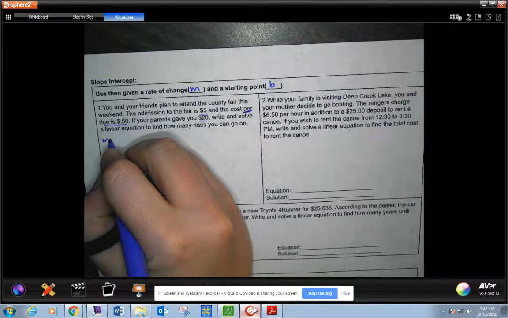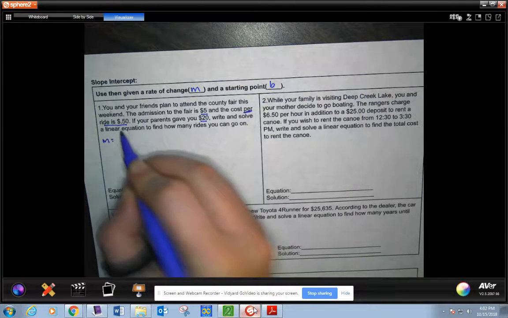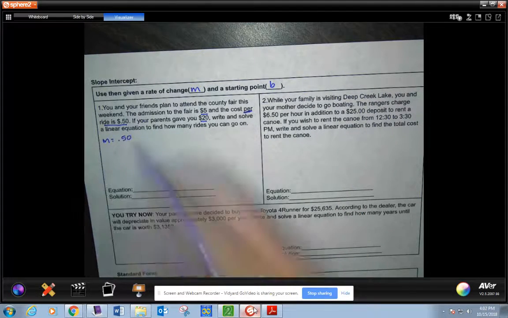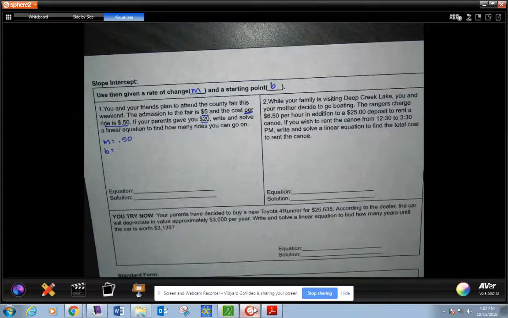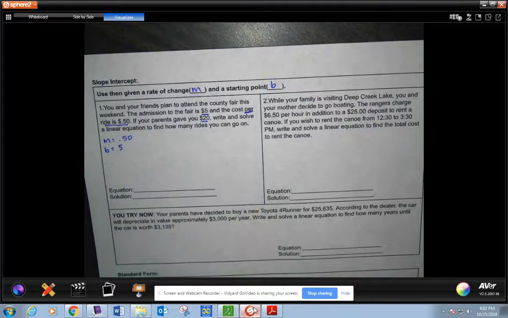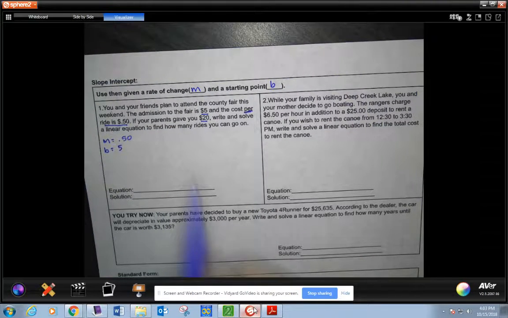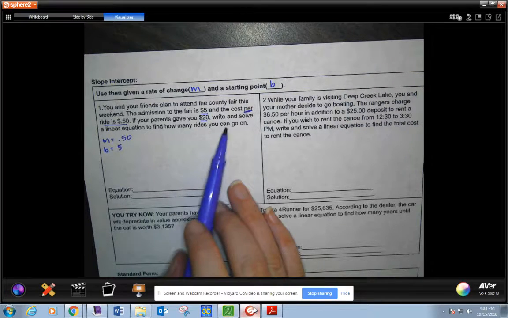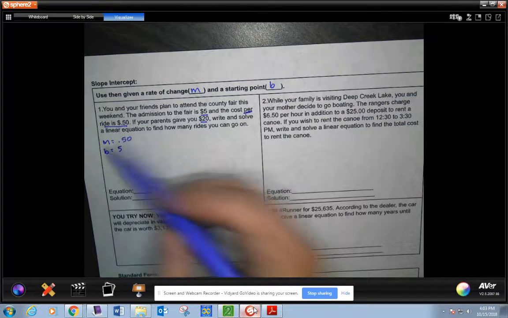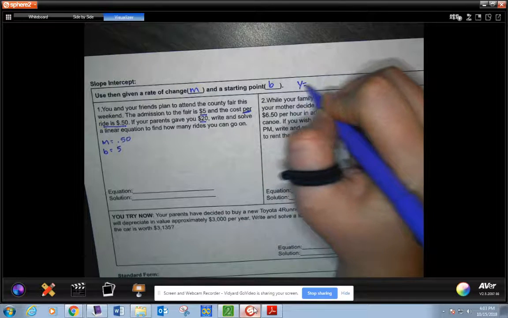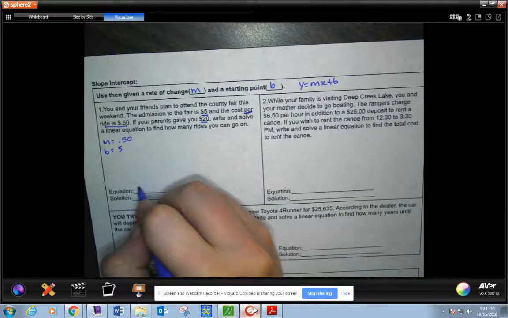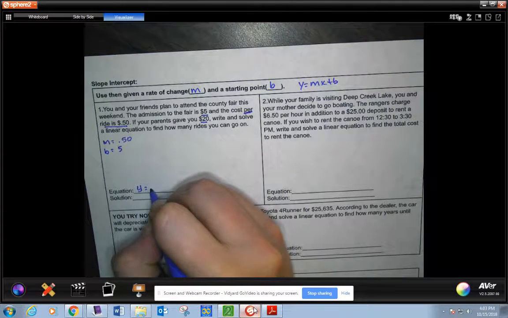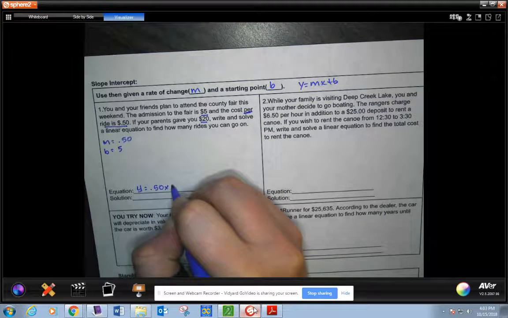So when we're talking about rate of change, if it's changing per ride, your slope is going to be 50 cents. Okay, your y-intercept is what it starts with. Like, what's it going to cost you no matter what to get to this place? And it's going to cost you $5. So since this says that you need to write and solve a linear equation, since they gave you m and they gave you b, we're going to be using y equals mx plus b. Okay, so I'm going to just plug this in. My equation is going to be y equals, my m is 0.50x plus 5.